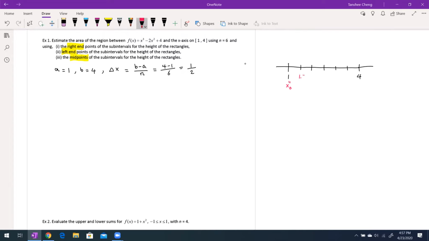So therefore, this is my x sub 0, and the next one will be 1.5. This is going to be my x sub 1, and this is going to be 2, right? The increment of 0.5. This is going to be x sub 2, and this will be 2.5. This will be x sub 3, and 3 will be x sub 4, right? And then 3.5, another 0.5 increment. This will be x sub 5, and then this will give me what? X sub 6. So a total of what? 6 subintervals.